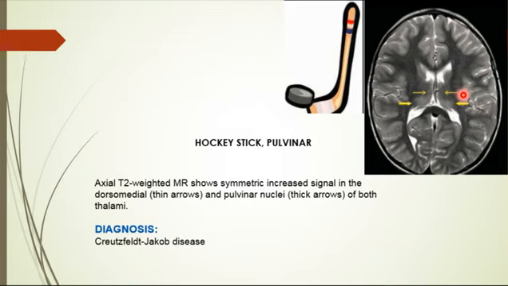There is symmetric increased signal in the dorsomedial and pulvinar nuclei of both thalami. This increased signal intensity here and here is suggestive of Creutzfeldt-Jakob disease, which is a rapidly progressing fatal dementia caused by what? Prions. What's called prions. Prions are proteins, okay, that can replicate themselves.